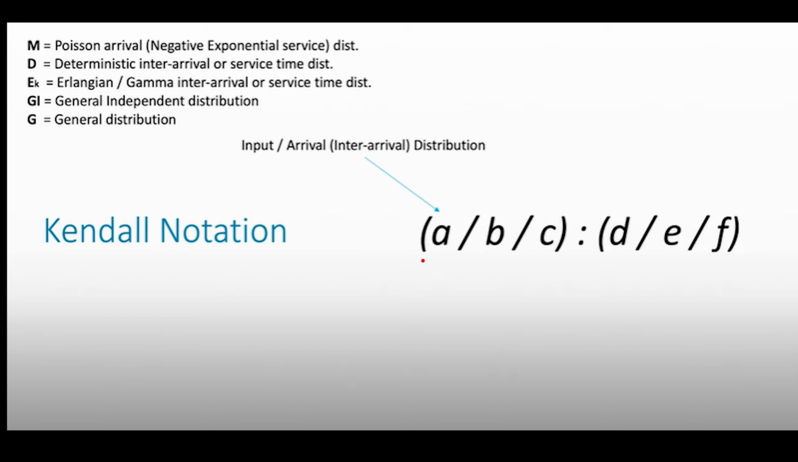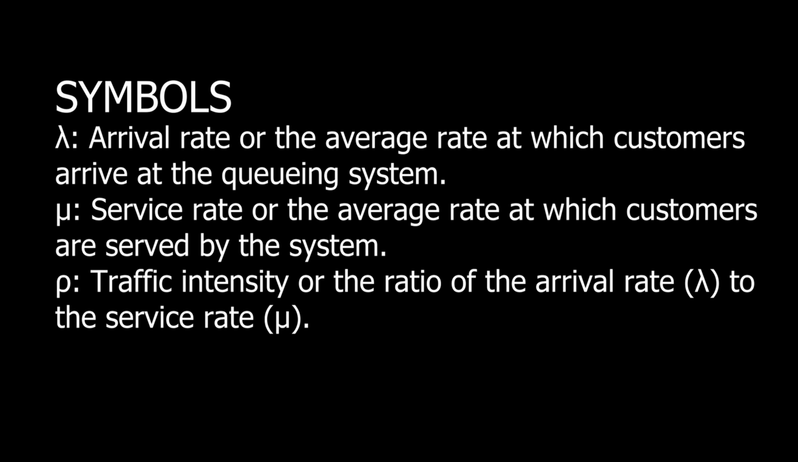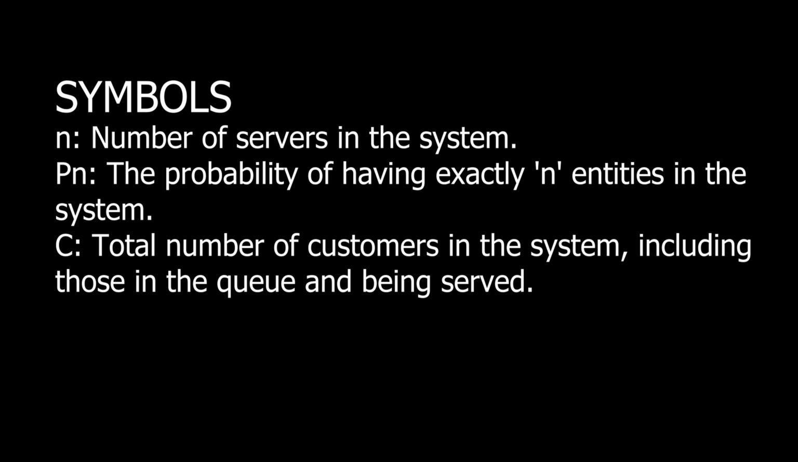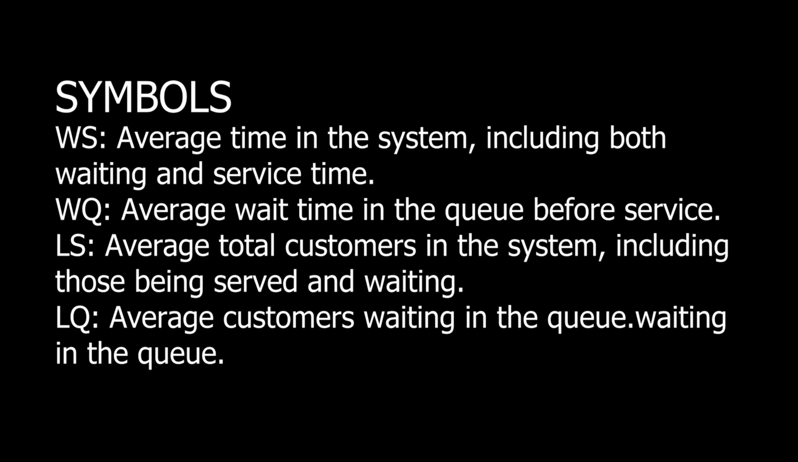Additionally, there are various symbols used in queuing theory such as lambda, mu, rho, n, number of servers in the system, probability of n, c, total number of customers, Ws, Wq, Ls, Lq: average time in the system, average wait time in the queue, average total customers in the system, average customer waiting time in the queue.